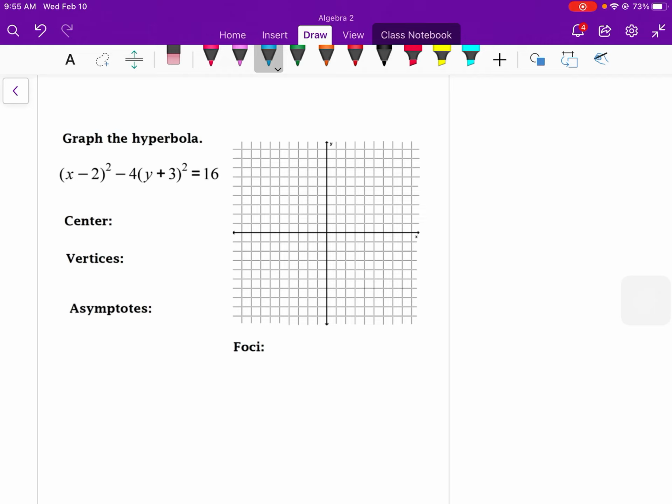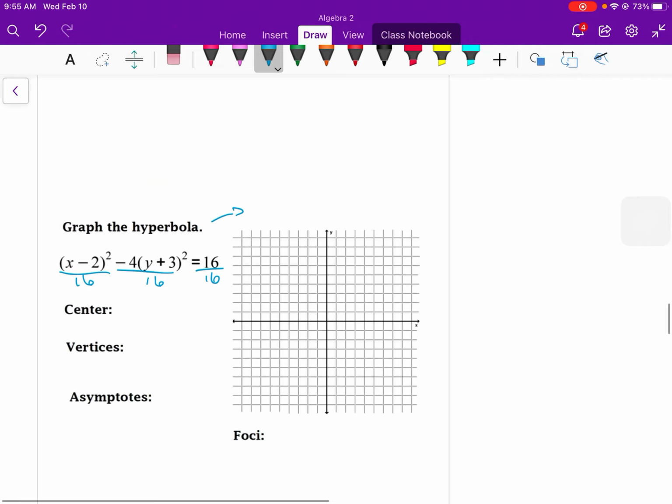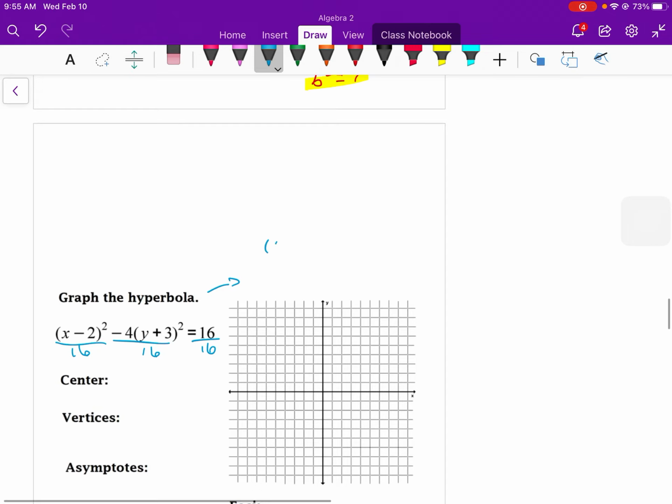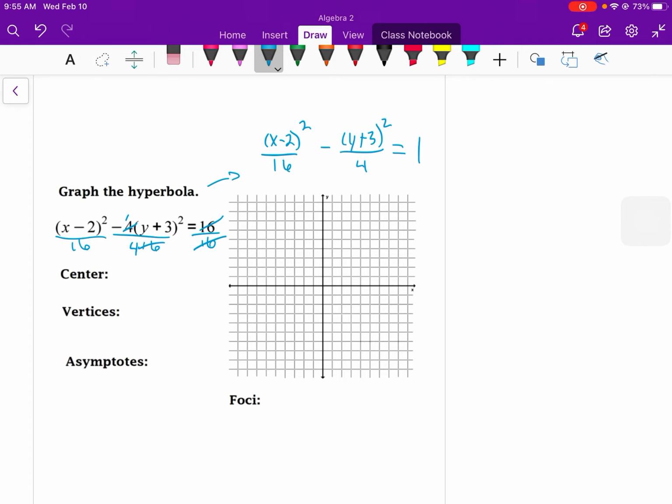Next, we have the graphing for a hyperbola. It's always going to be set equal to 1, so we need to divide both sides by 16 to get it in that form. So we divide everything by 16. I'm going to rewrite it up here. Then we have (x minus 2) squared over 16 minus 4 over 16, which reduces to 1 over 4, so minus (y plus 3) squared over 4 equals 16 over 16, which simplifies to 1.